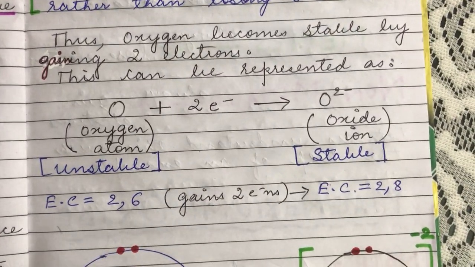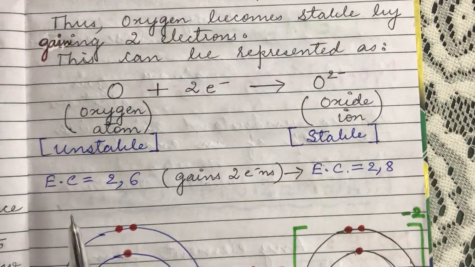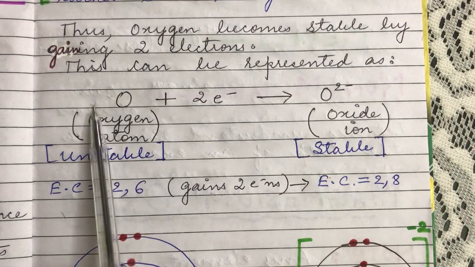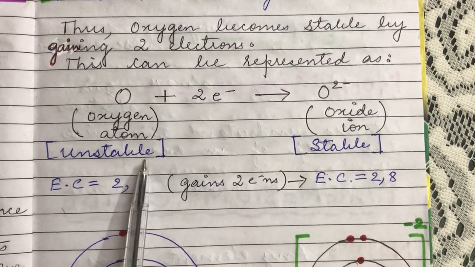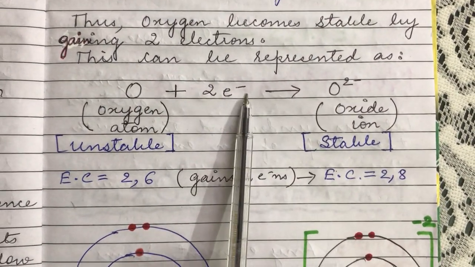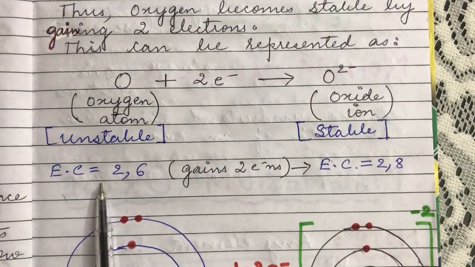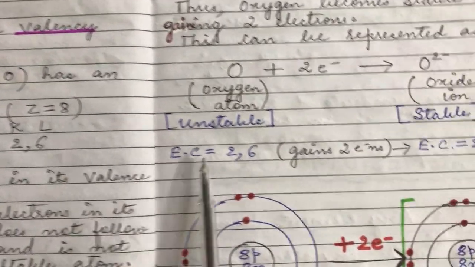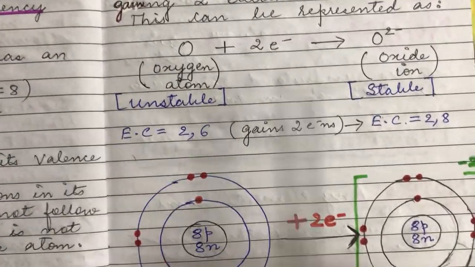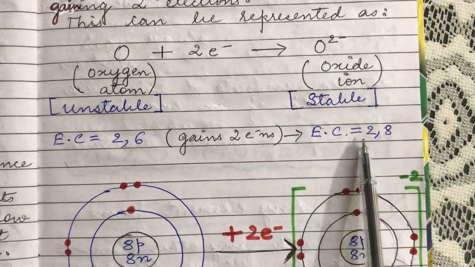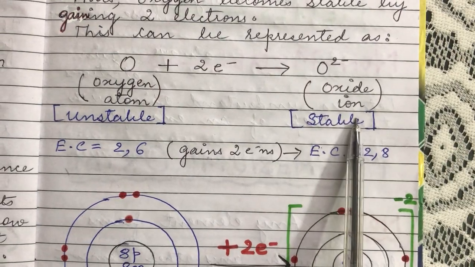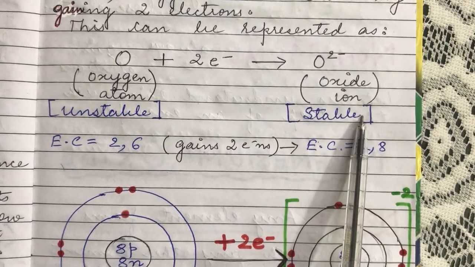Now, let us try to understand this with the help of this equation and then the orbital structure for oxygen. The oxygen atom in its atomic form is unstable since its electronic configuration is 2, 6. Since its atomic number is 8, the total electrons were 8 earlier. When it gains 2 more, the total number of electrons becomes 10. Therefore, the electronic configuration changes to 2, 8. Earlier it was an unstable atom, now it becomes a stable oxide ion. O2- is also known as the oxide ion.